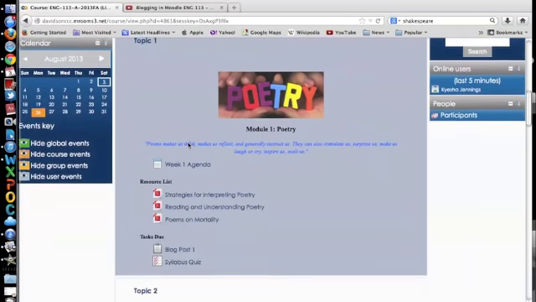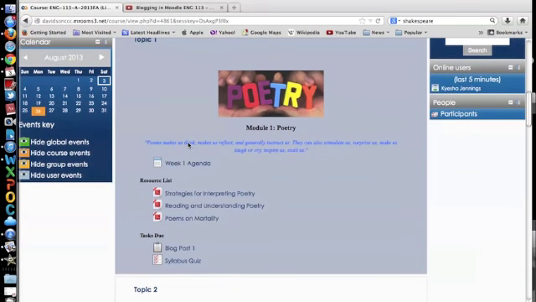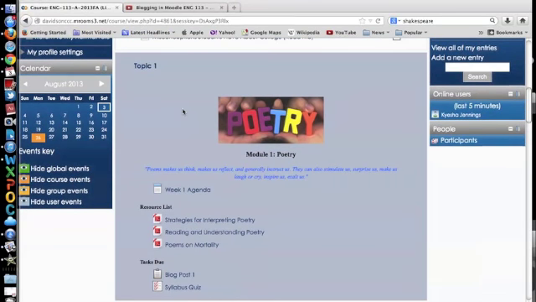The way our Moodle is set up is the course will be divided into three modules: poetry, fiction, and drama. Students will have access to at least 1 to 3 weeks at a time. I do not want to bombard you with information, so to avoid this, you will see week 1, week 2, week 3, and once we pass week 3, you will no longer see weeks 1 through 3, but you will then see week 4, week 5, week 6.